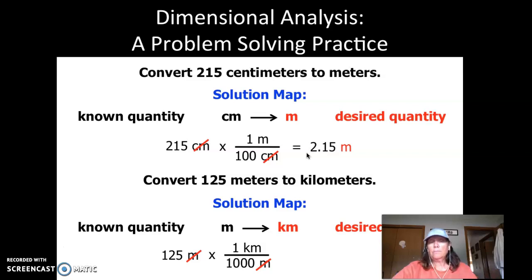So here's where I'm going to write it down. My meters are going to cancel out. I'm going to have kilometers left over. Then I just divide and I get my answer.